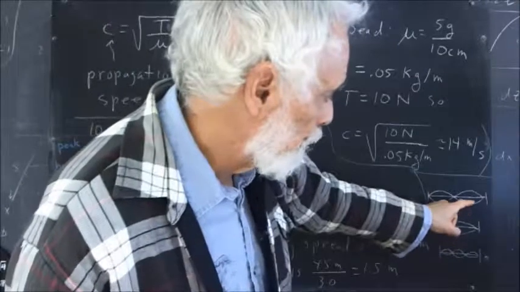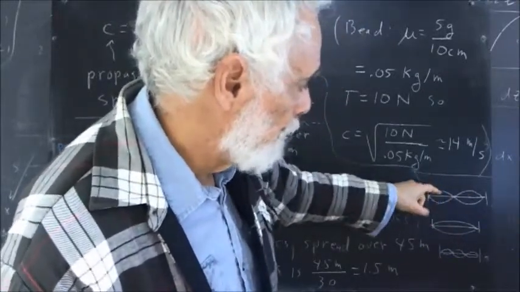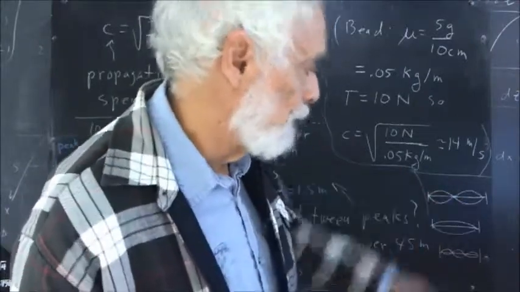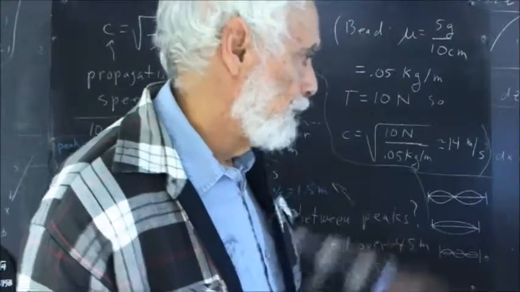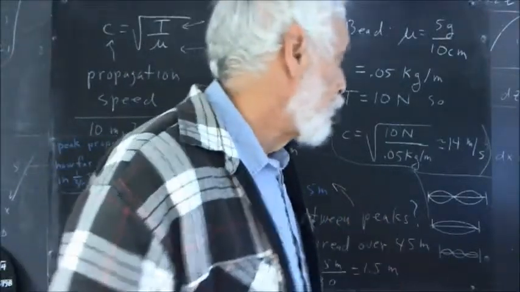At the same time, the string over here is oscillating from here to here and back. These oscillations will be out of phase. When this one's up, this one will be down. When this one's down, this one will be up. But you're going to get this resonating standing wave.